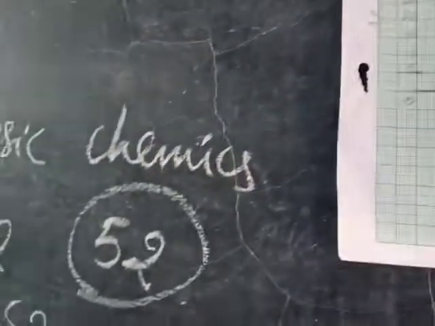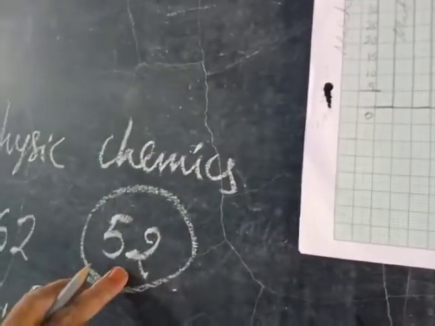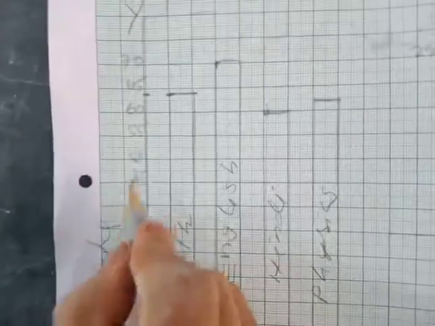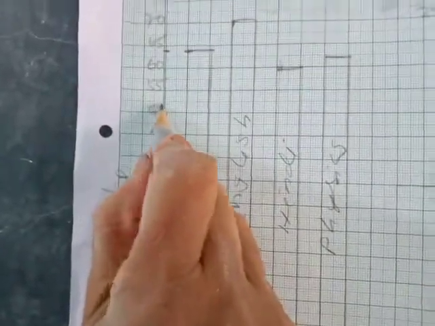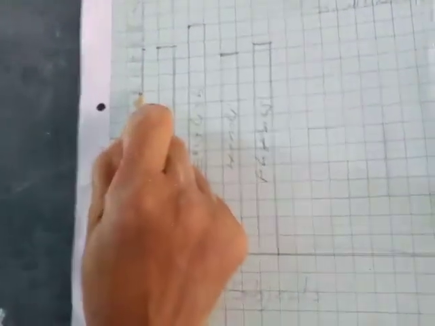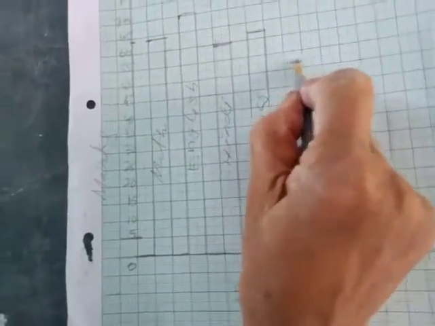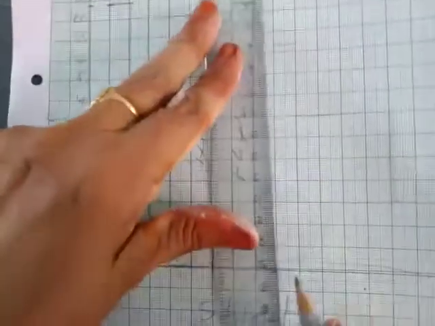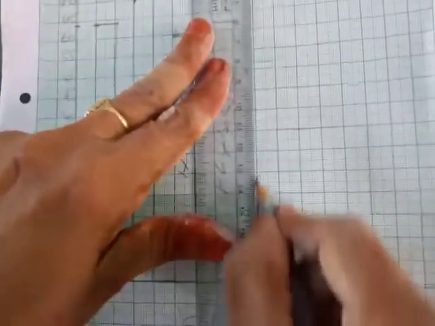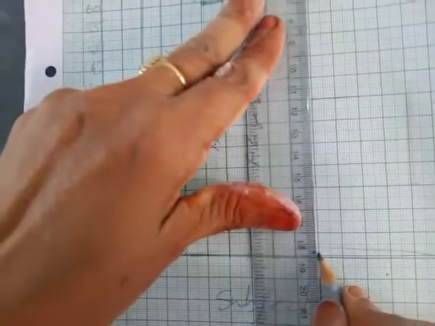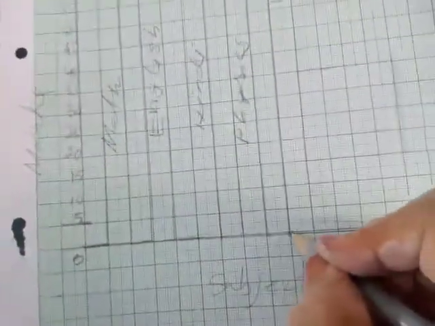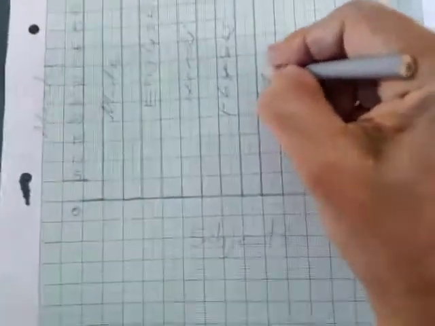Then chemistry. How many marks are there in chemistry? 52 marks. Where is 52? So here it is 50. 52 means one mark is 2 small lines, 2 marks means 4 small lines. After 50, 4 small lines, see here. So you have to draw one vertical line, another vertical line. It is one rectangle. This is chemistry.